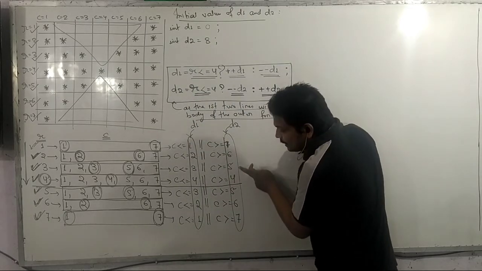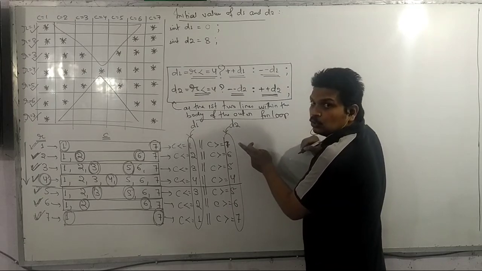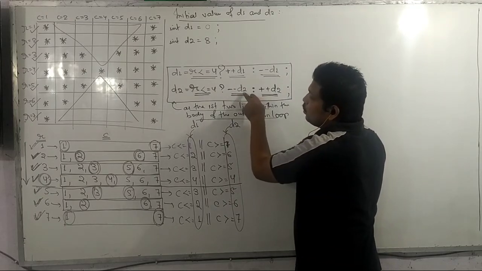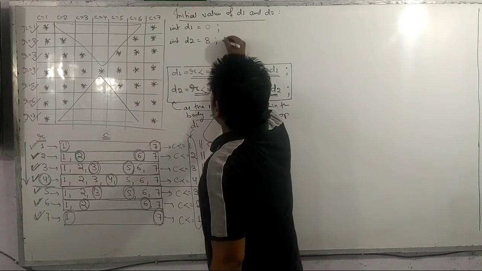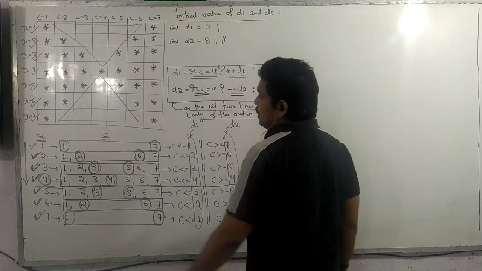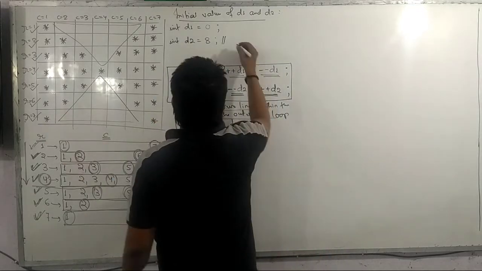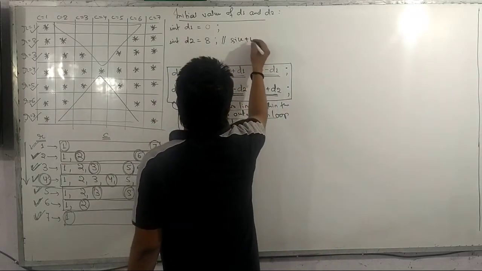Because the value of D2 is decreasing. ठीक है, तो 8 अगर होगा तभी तो ये decrease होते समय ये decrease होकर के 8 से 7 बन जाएगा. Now how to get 8? हाँ, size plus 1. Okay, pattern size plus 1.